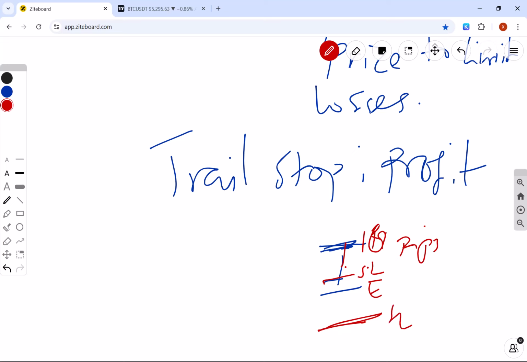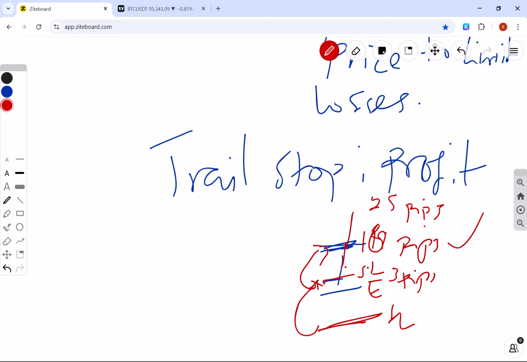This SL here will now move to this point, maybe with let's say 3 pips profit. Now, when price moves, let's say 25 pips, this SL will also now move to around this point to now secure the 10 pips profit for you.